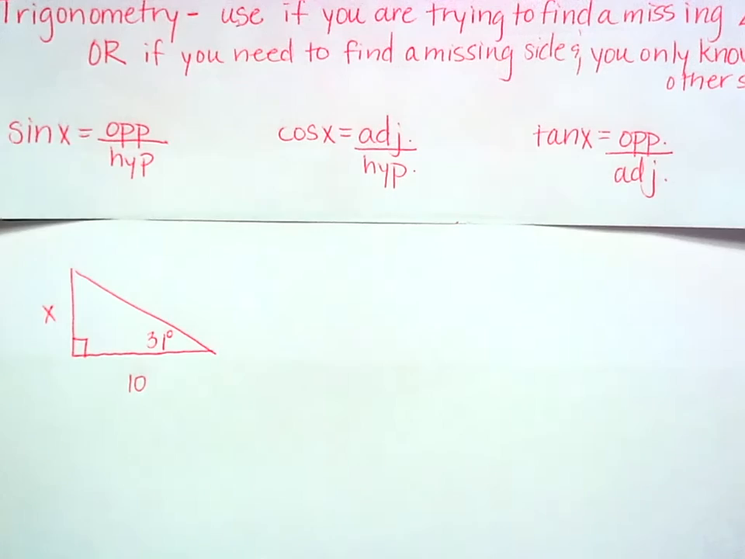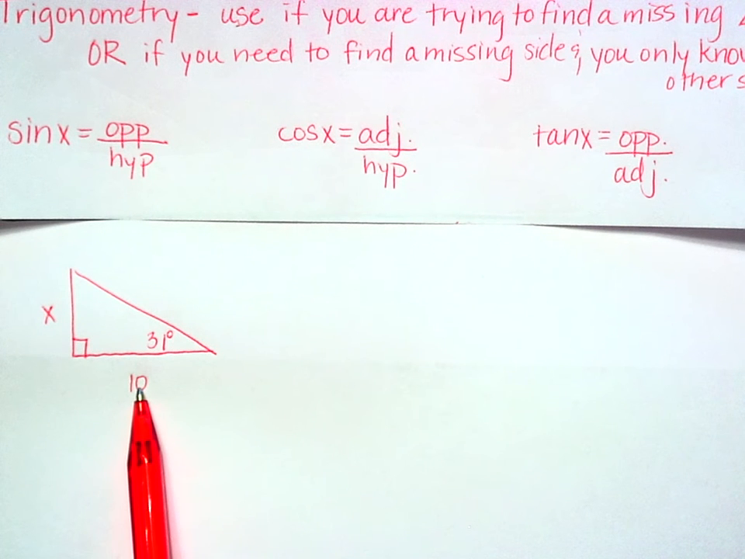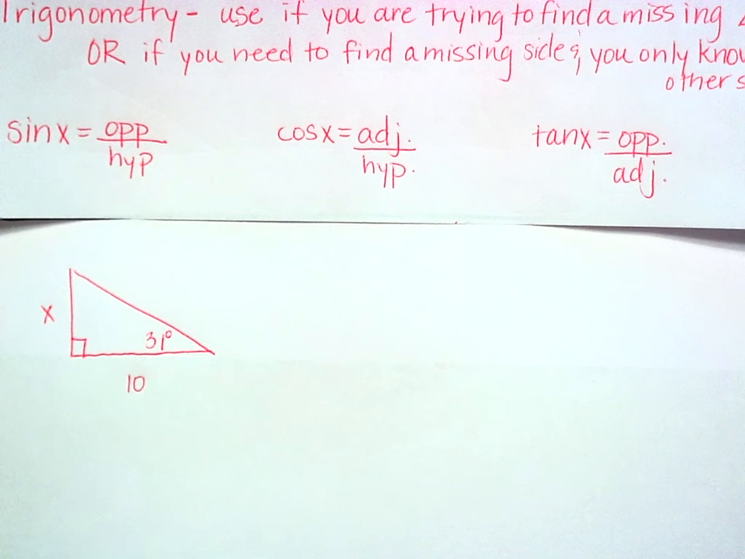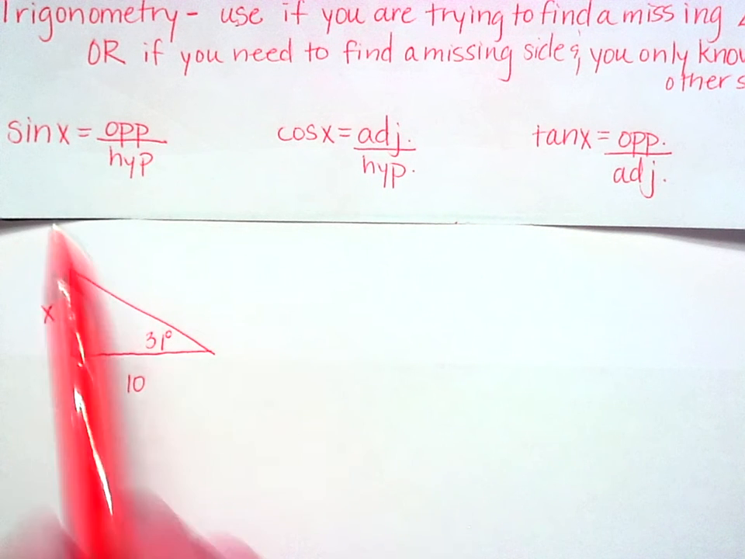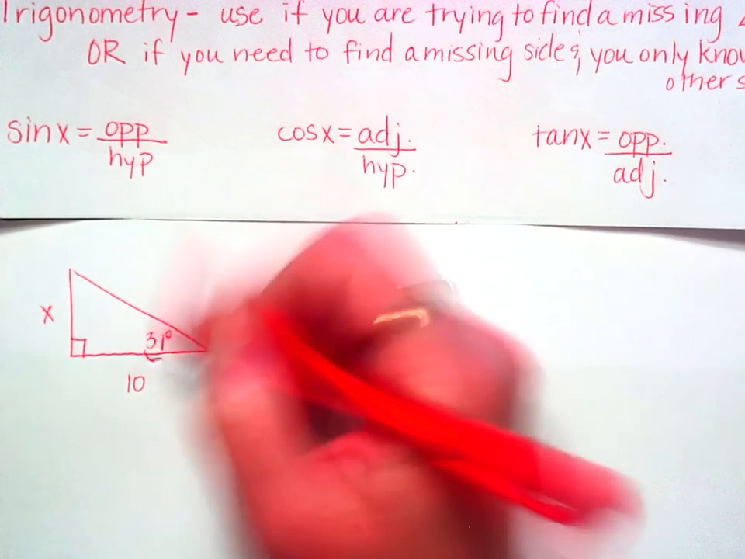Okay, here's the problem. We can't use 30, 60, 90 triangle because it's not a 30-degree angle. We can't use 45, 45, 90 because it's not a 45-degree angle. I can't use the Pythagorean theorem because I only know one side. To use the Pythagorean theorem, I have to know 2 sides. Okay? So then my only option is trig, and I have to decide which one of these I'm going to use. So I start at the angle, and I circle it.